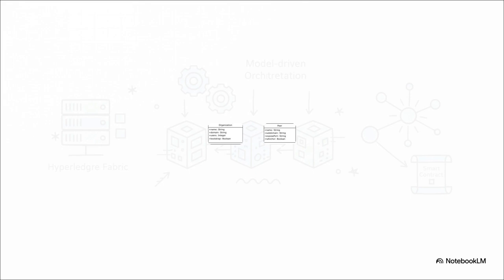On the flip side, we have the peer entity. Peers belong to organizations, and they are the actual workhorses. They host the ledgers and execute the smart contracts. And notice the as-anchor attribute there. It perfectly captures the specific role of an anchor peer in cross-organization communication, all defined cleanly right in the model.